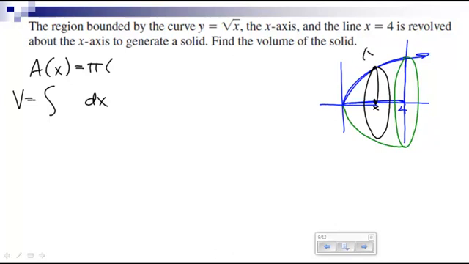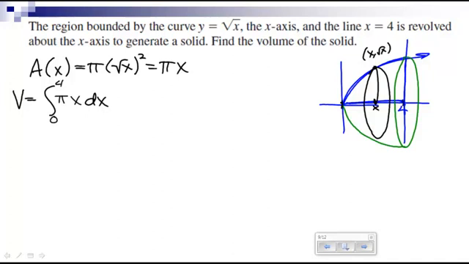This point right here is x comma square root of x. So this distance is square root of x. So this is square root of x squared. Pi r squared, and r is square root of x. That looks like pi times x. That means our integral is going to be pi times x, and now what we need is our limits of integration. What? 0 to 4. The smallest x value for this region was 0, the highest was 4.